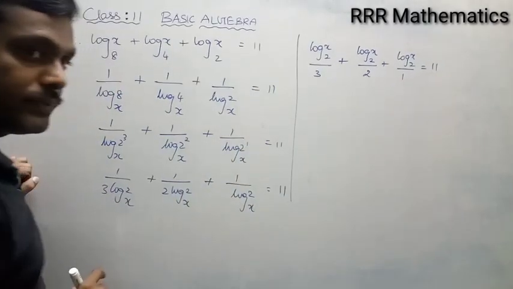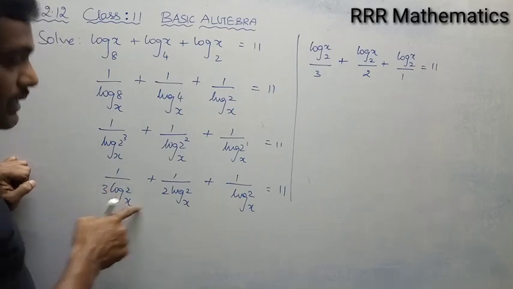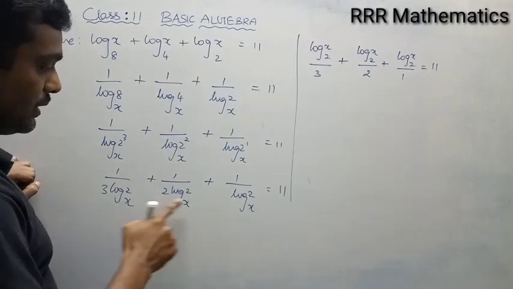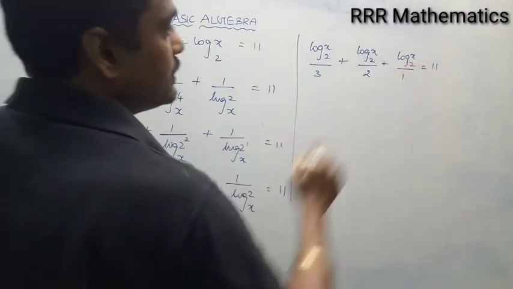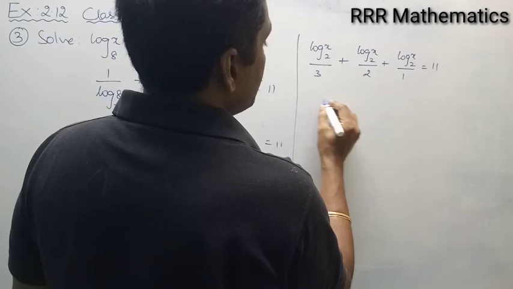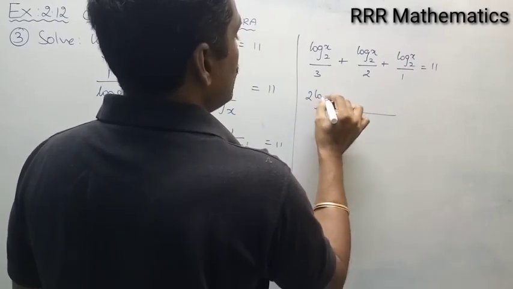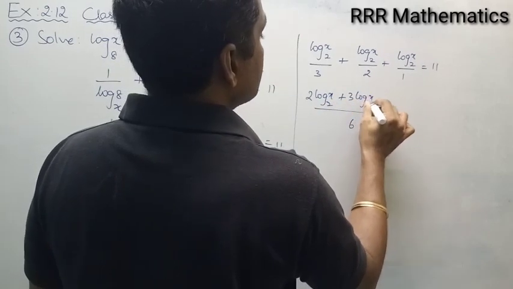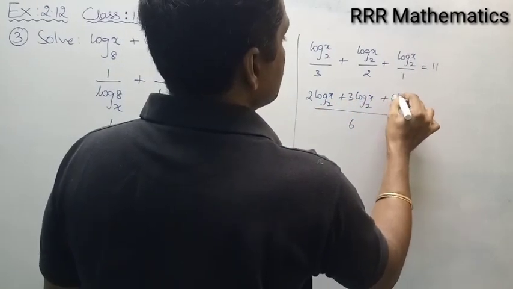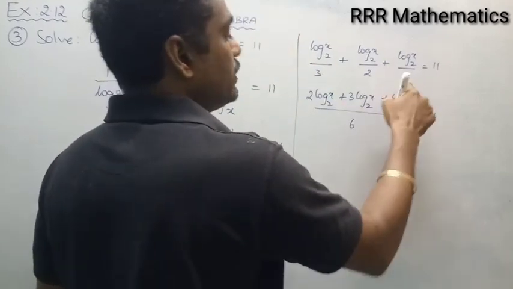Is it clear? When it goes to the numerator, this will be interchanged. So log x base 2 by 3, log x base 2 by 2, log x base 2 by 1, which is equal to 11. Take LCM 6. So 2 log x base 2, 3 log x base 2, 6 log x base 2. When you take a reciprocal, 3 into 2 into 1, 6.